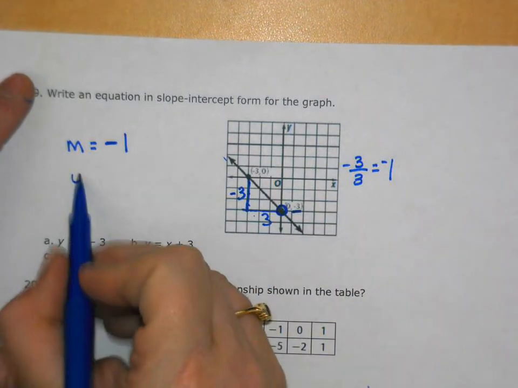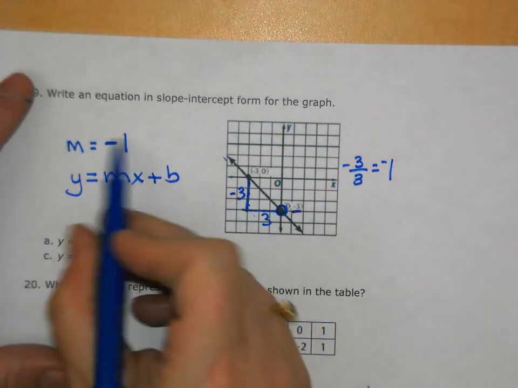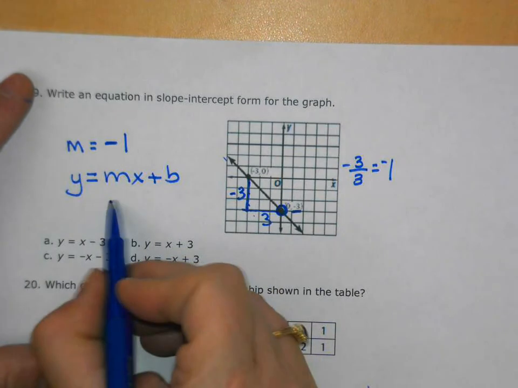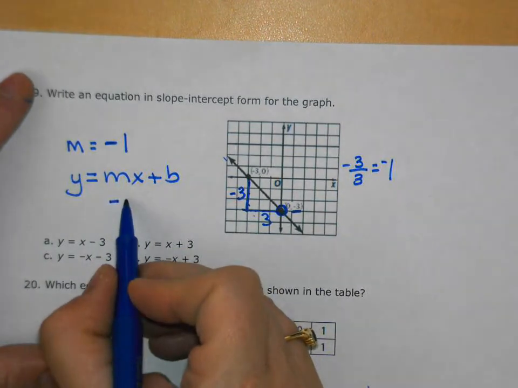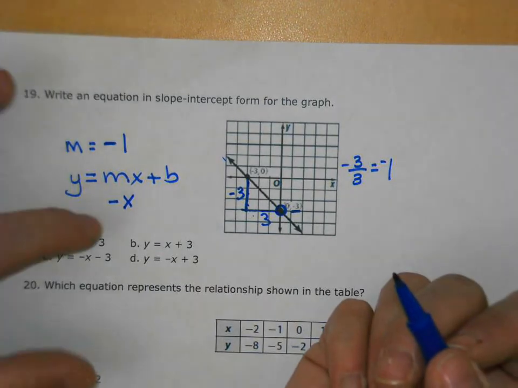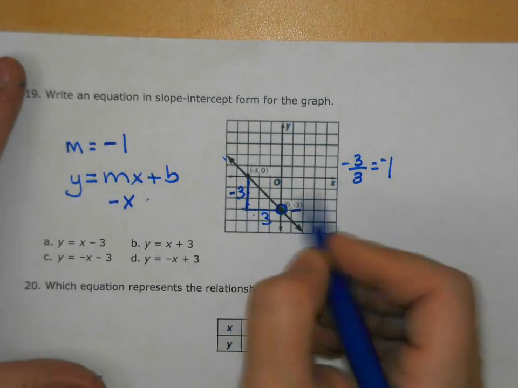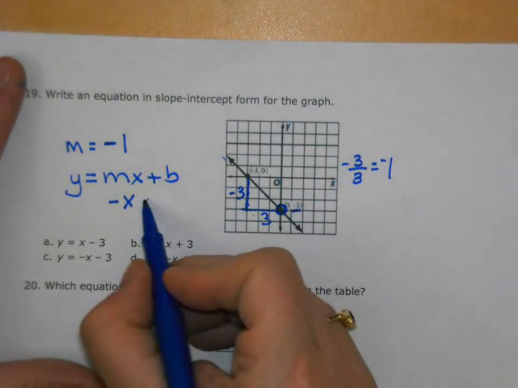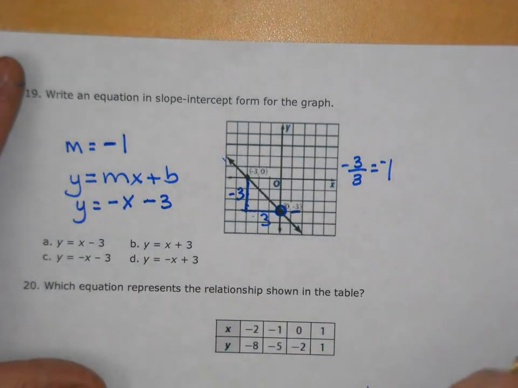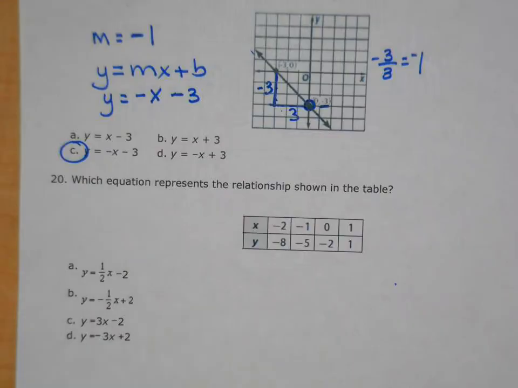So remember, the slope-intercept form is y equals mx plus b. So I'm going to take my negative 1 and put it in place of the m. And we don't need to put the number 1 there. We just understand that that's what it means if there is a negative there and I only have one x. So a negative x, and then that is a negative 3, so negative x minus 3, and that's what y equals. And so that would be answer choice C.